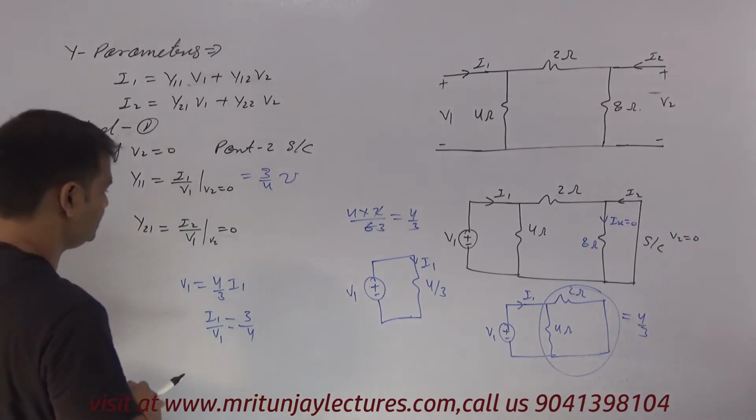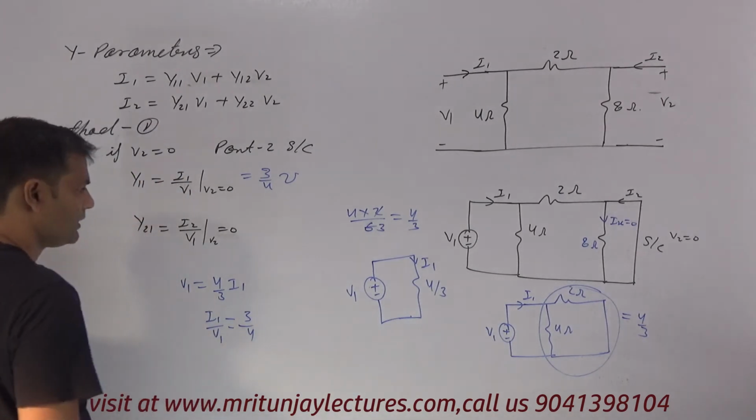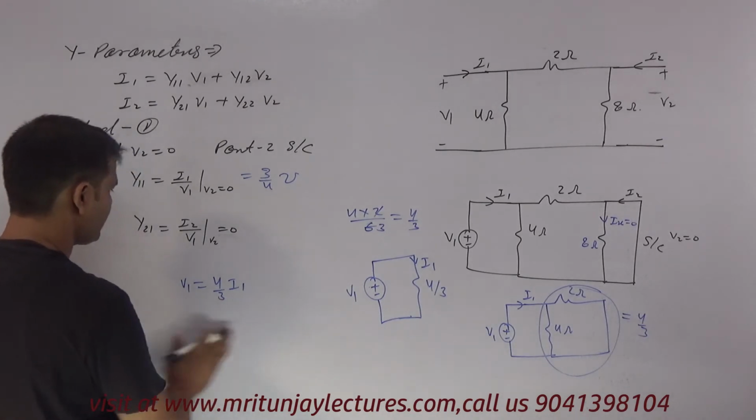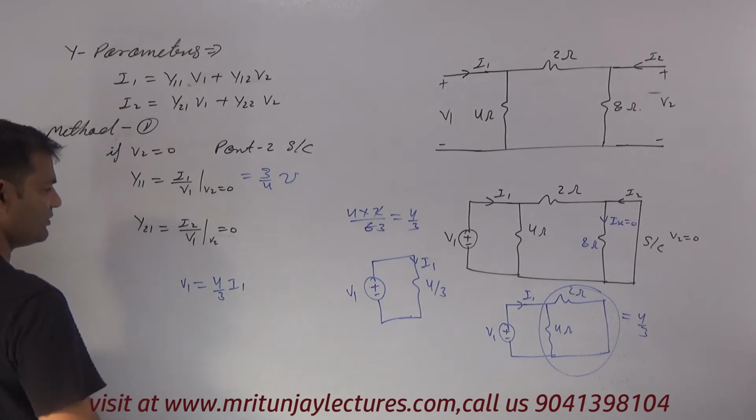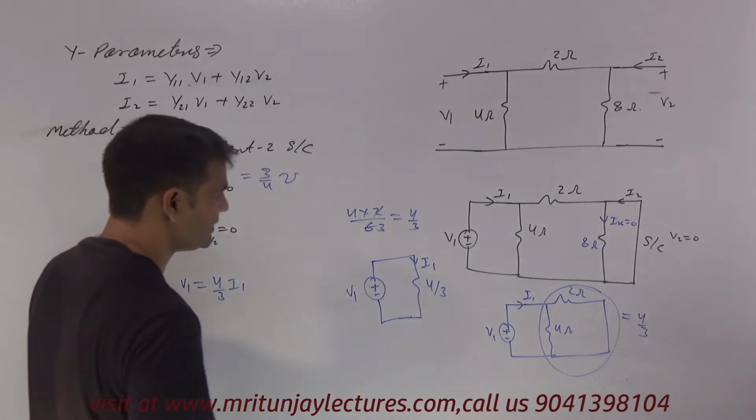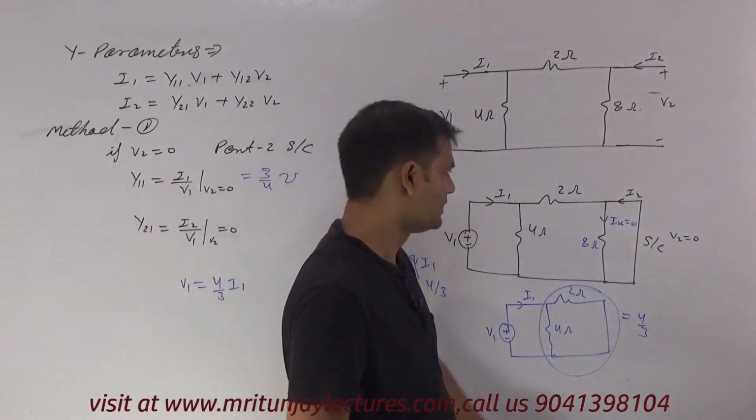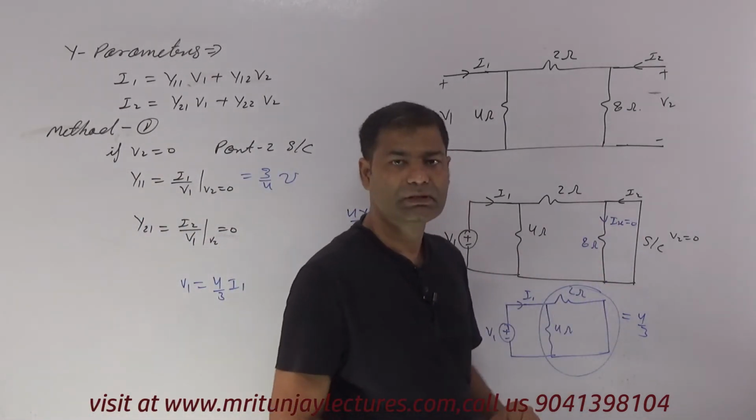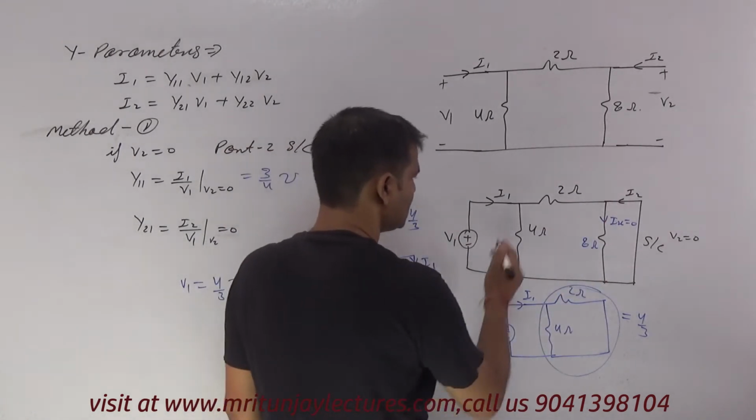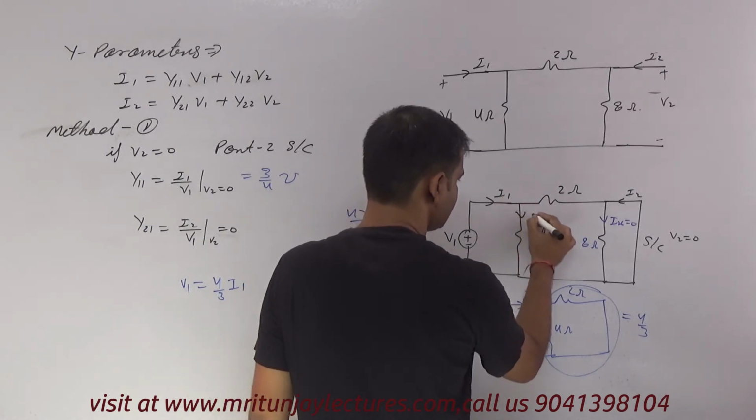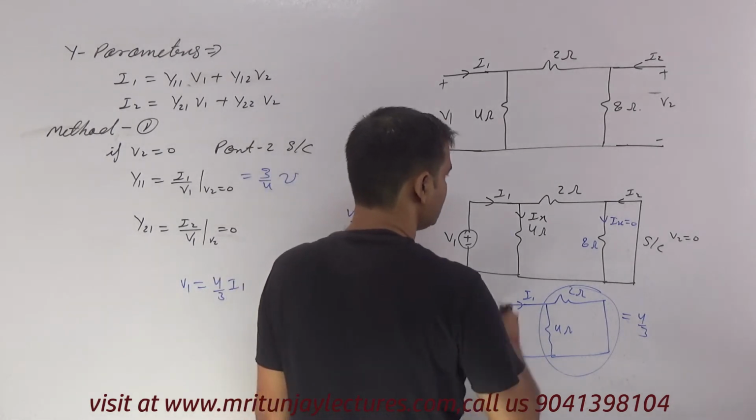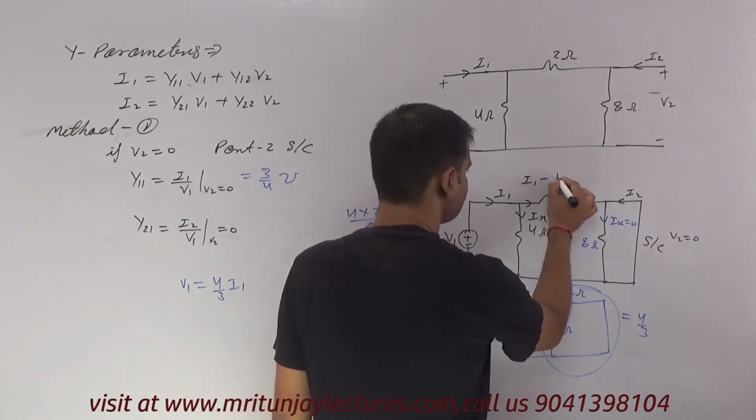Now another way. Our next is I2 by V1, where V1 is corresponding to this one. What about I2? I2 is like this one, I2 is here. Now if this current is Ix, then here is I1 minus Ix.